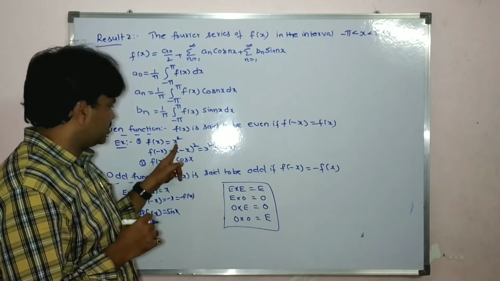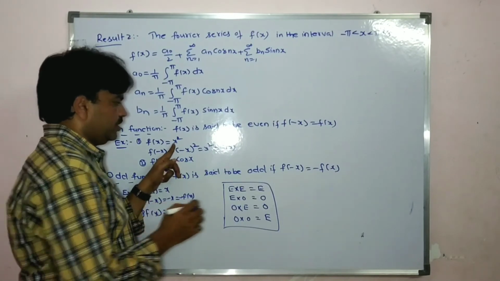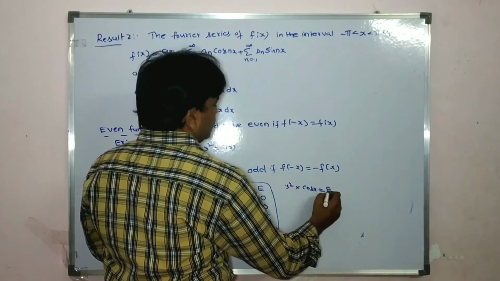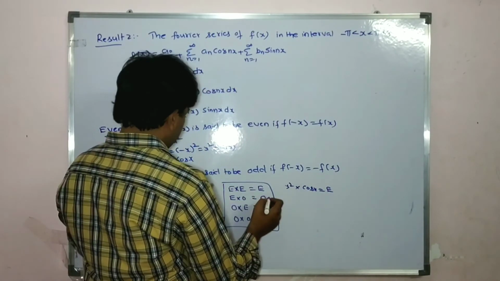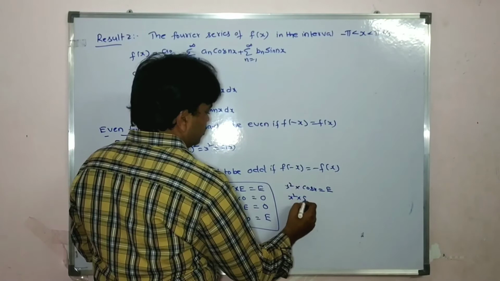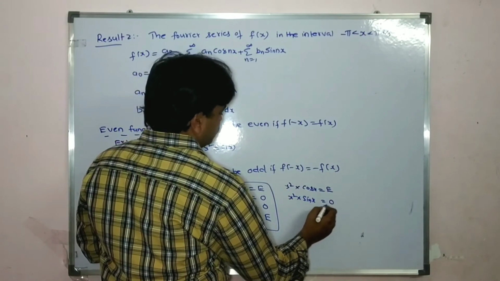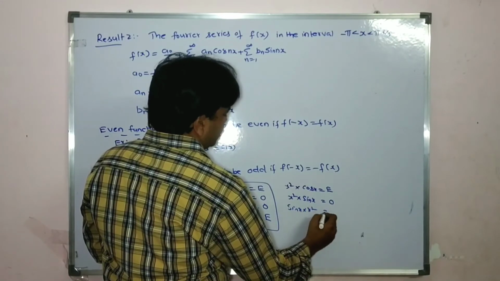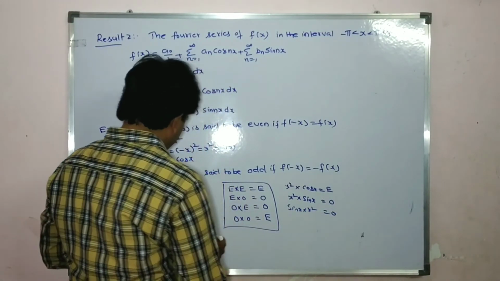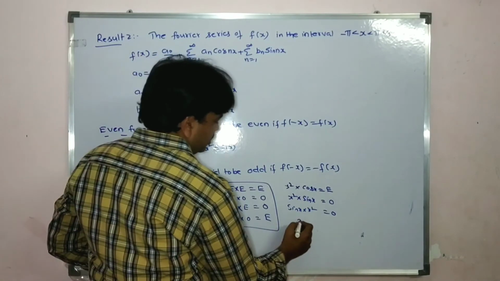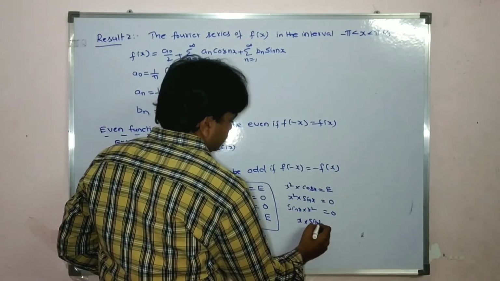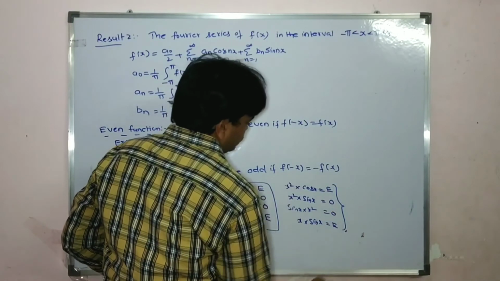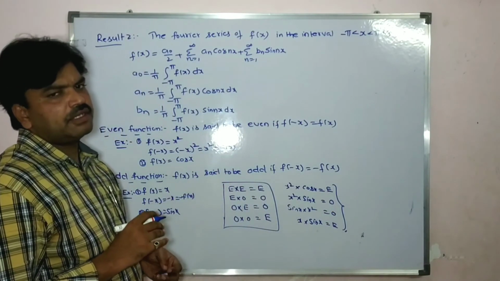Even into even, for example x square into cos x, again we get even. Even into odd, say x square into sin x, we get odd. Odd into even, sin x into x square, we get odd. Odd into odd, x into sin x, we get an even function. This is very, very important to evaluate the integration easily.